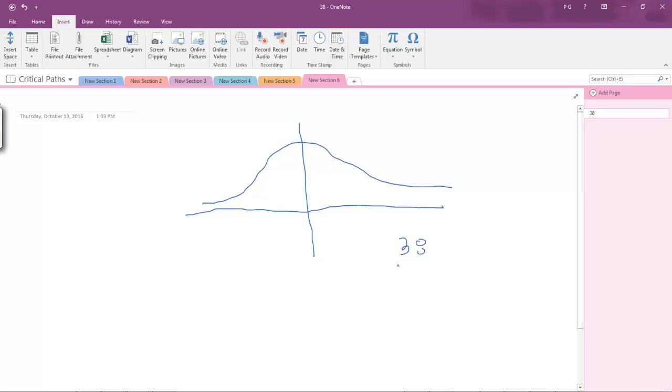What is the probability that we do hit 38 weeks? Well, when we normalize this, go for the z-score, if z is equal to 0, 50% of the probability exists to the left of this point. That means the probability of hitting this number we felt pretty good about is only 50%.